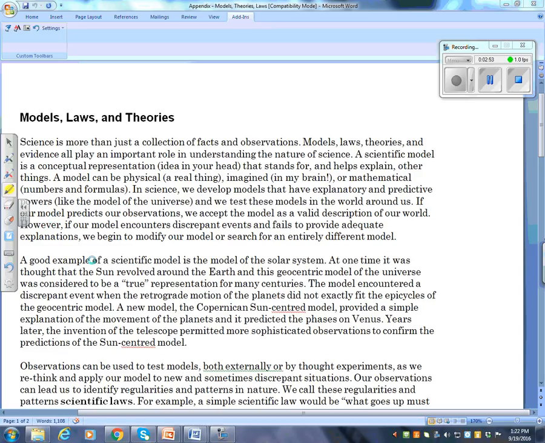Okay? A good example of a scientific model is the model of the solar system. At one time, it was thought that the sun revolved around the Earth, and this geocentric model of the universe was considered to be a true representation for many centuries. Geocentric, with the Earth at the center. They originally thought the Earth was at the center of the solar system, the universe, in fact, right?